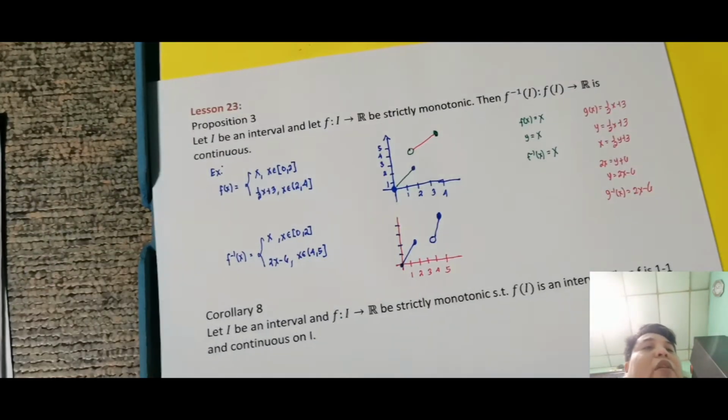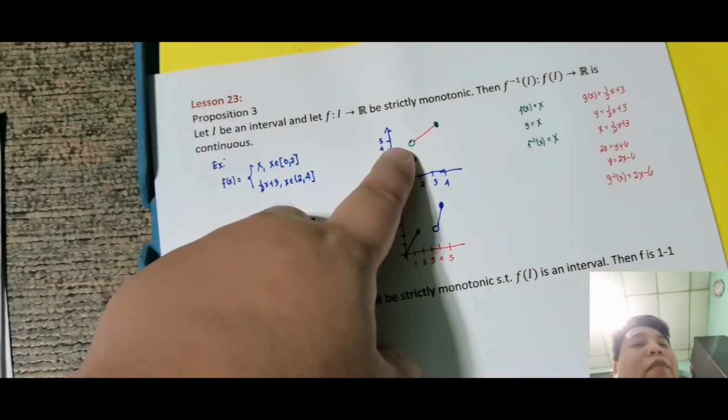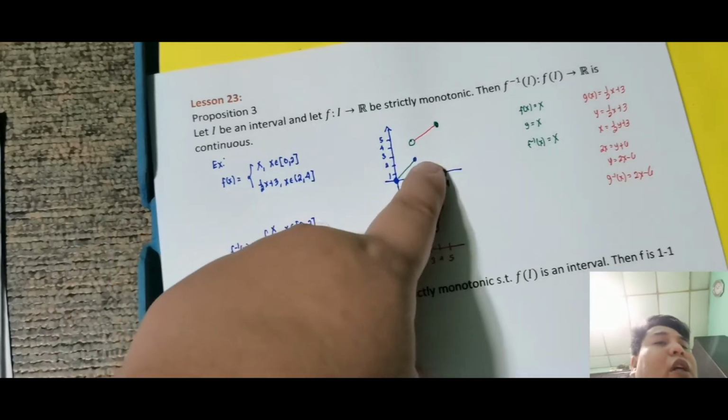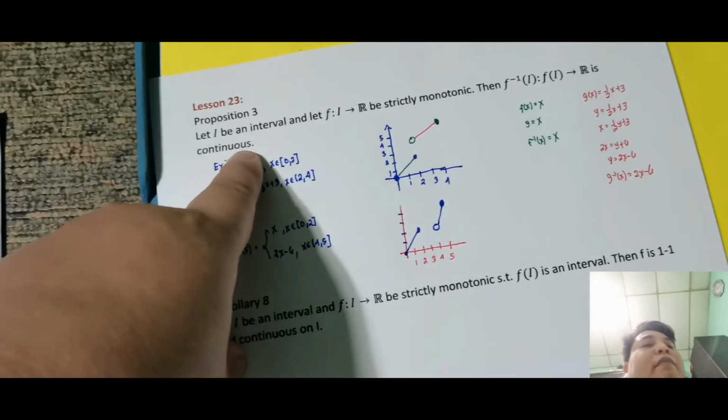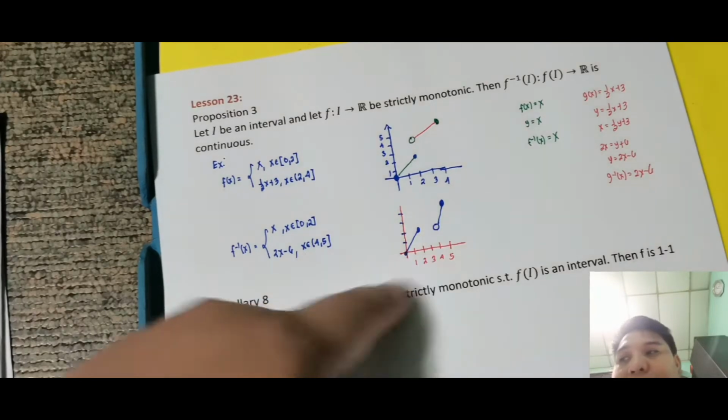Kasi ang point out nito is, let I be an interval, then let f be a mapping from I to real number that is strictly monotonic. Then f inverse of I is equal to f of I mapping to real number is also continuous. Continuous tayo dito kanina, hindi lang siya continuous dun sa 2. Okay, actually continuous sa 2 kasi pupunta lang siya dito. Dito naman is continuous pa rin siya, pero syempre hindi nakasama yung ibang real number part dito.